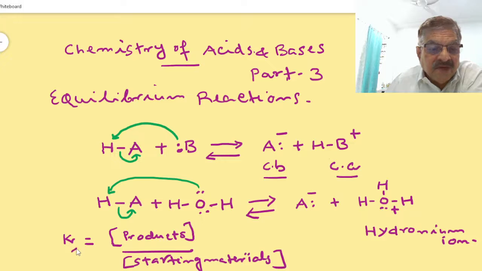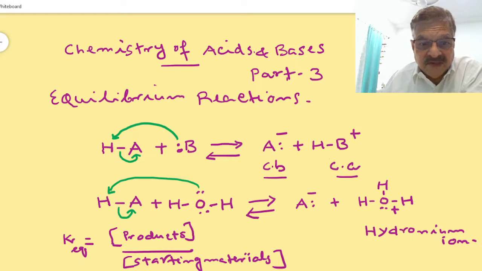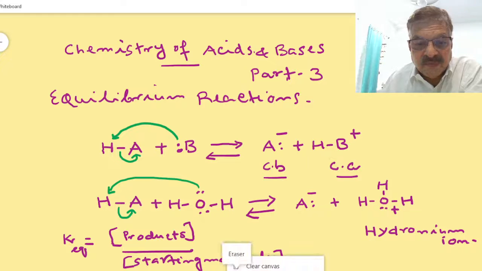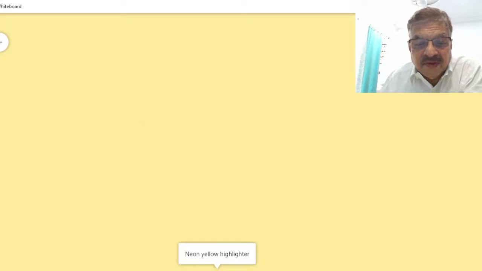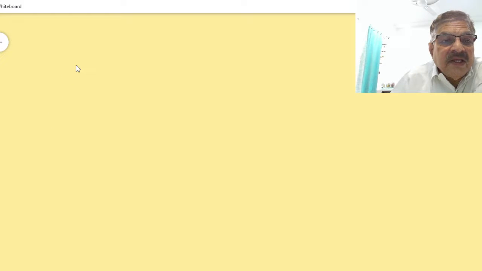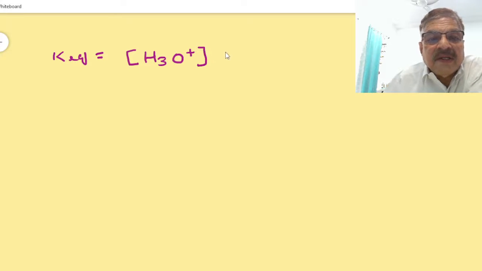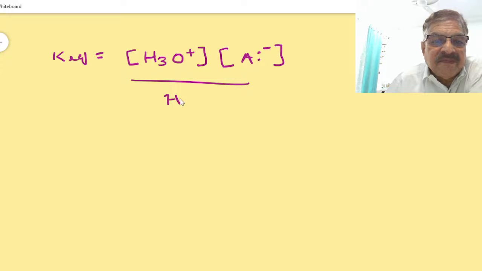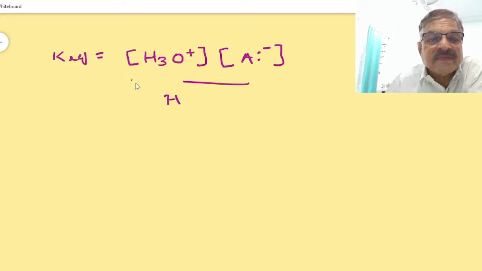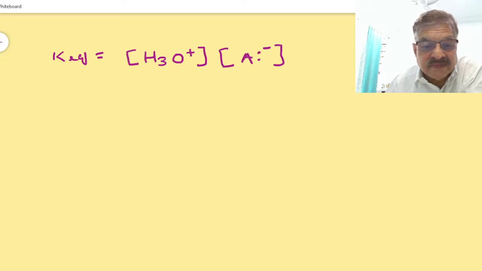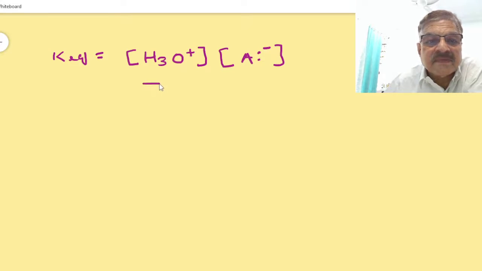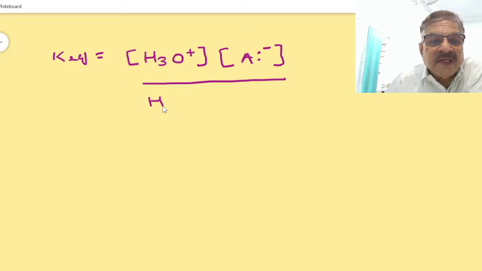Okay, so this is Keq, the equilibrium constant. So I will just change this page now. How will you write this equilibrium constant here? Keq is equal to the concentration of the hydronium ions, that is the product, times the concentration of the conjugate base, divided by the concentration of HA, that is the starting material, times water.